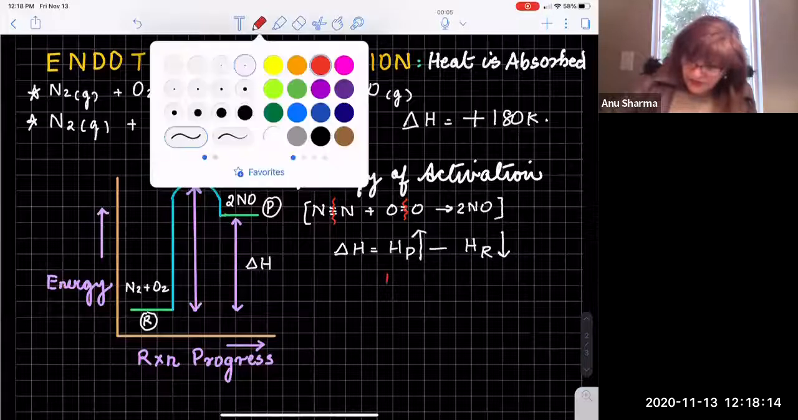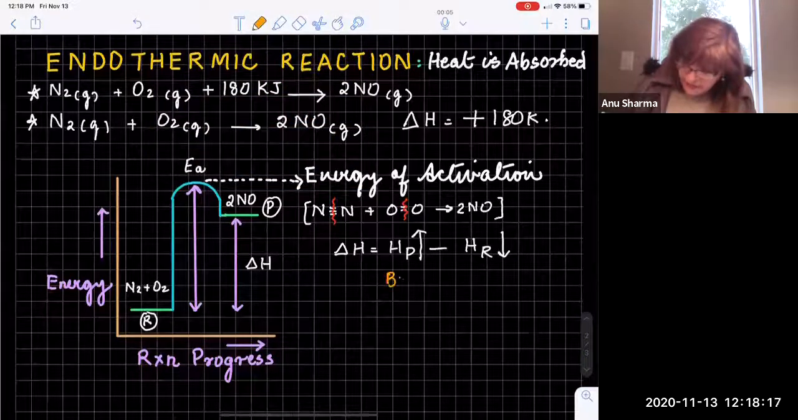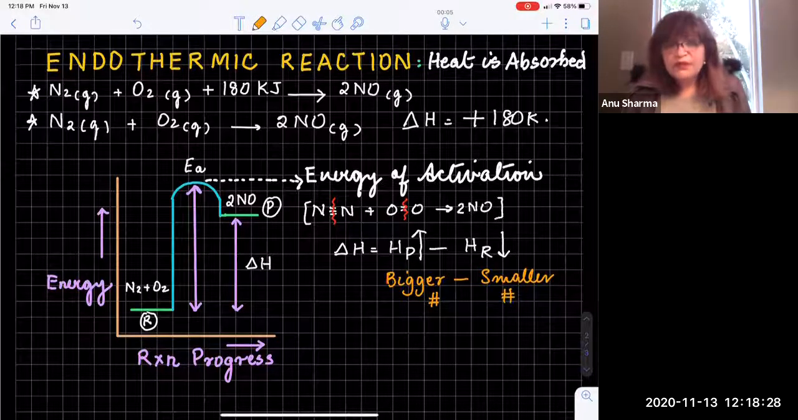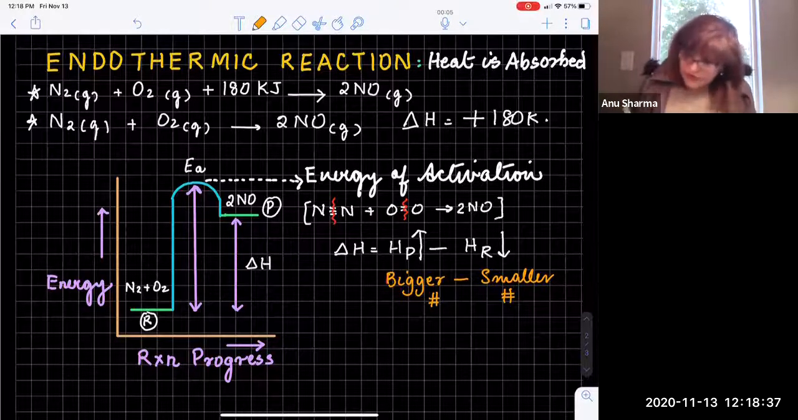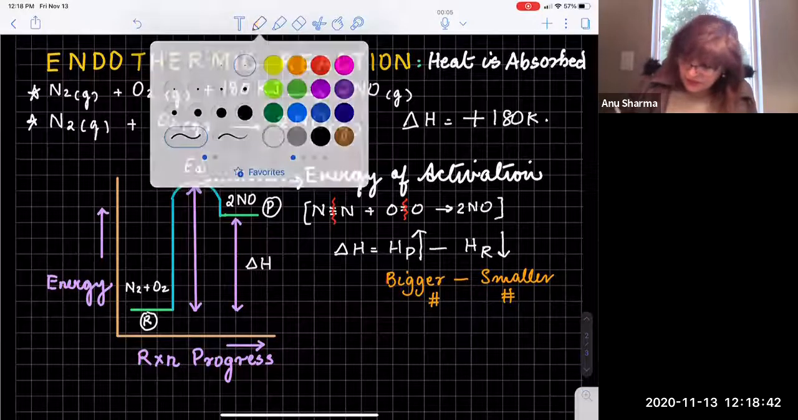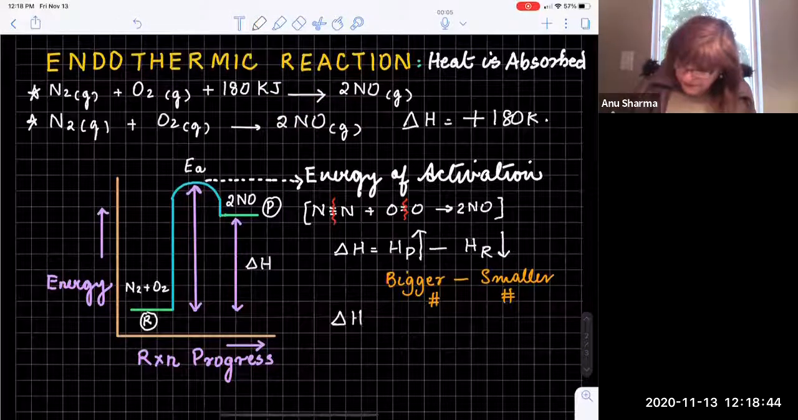Let me write this down. So whenever a bigger number or a larger number minus a smaller number, that is the change in the energy of the reaction. Okay, so that is why it is going to be a positive number. So delta H is a positive number because of that. Positive.